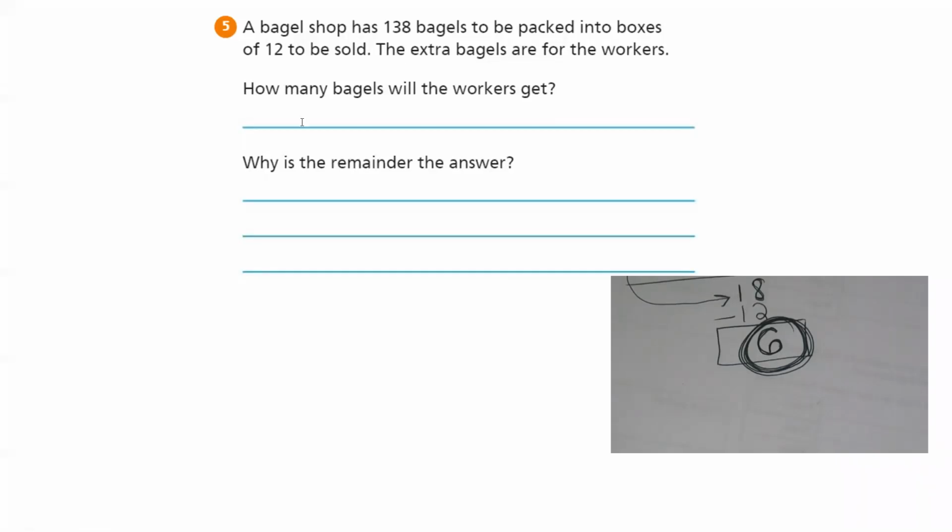So let's put this answer down. How many bagels will the workers get? The workers will get 6 bagels. Why is the remainder the answer? Because the workers are allowed to eat the leftovers. The remainder is the leftovers.